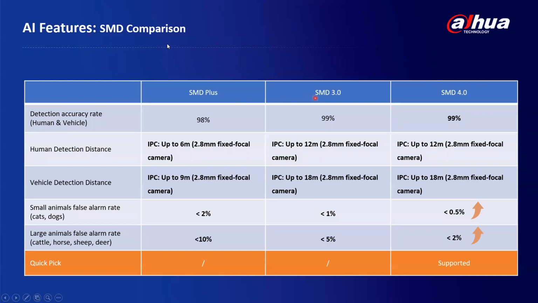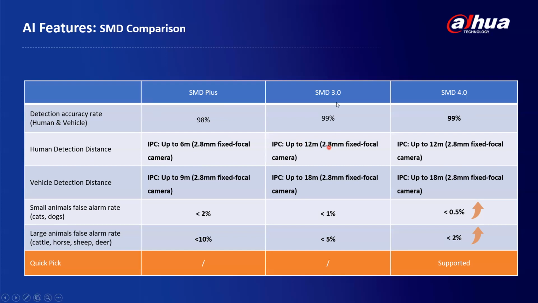So we have some comparisons here between the different levels of smart motion detection in terms of accuracy rate and the distances at which it can detect humans and vehicles. And again, the small animal alarm rates and the large animal alarm rates. So, for example, smart motion detection plus will give an accuracy rate of 98%. Smart motion detection 3.0 gives 99%, and smart motion detection 4.0, 99% again. When it comes to human detection, this can support up to 6 meters. That's for the 2.8 millimeter fixed focal camera.